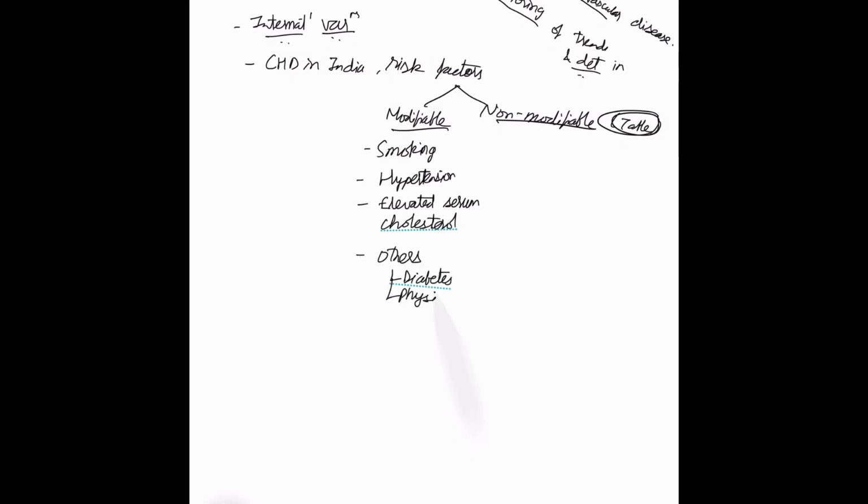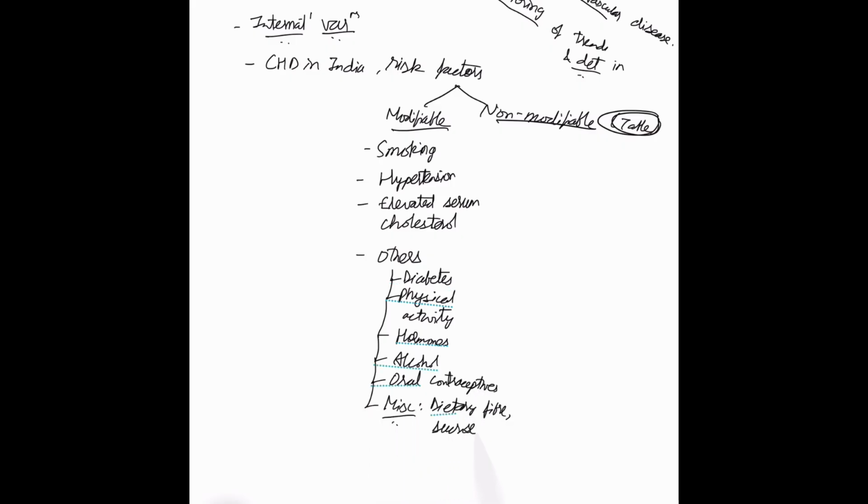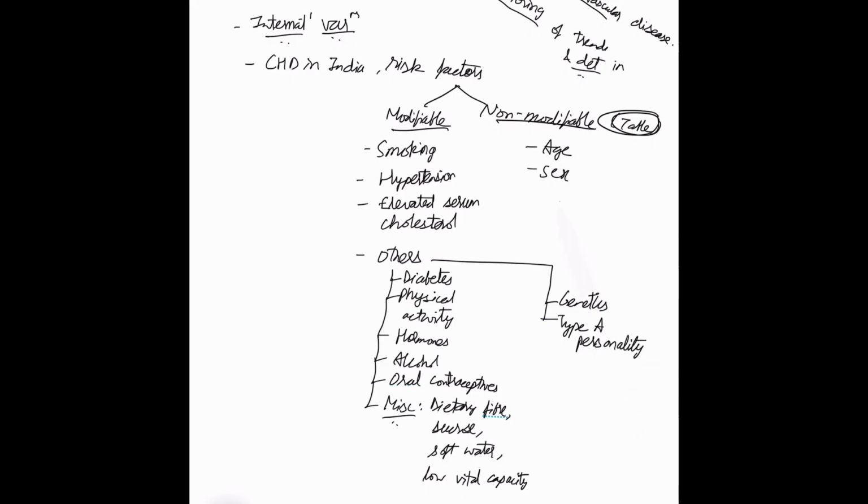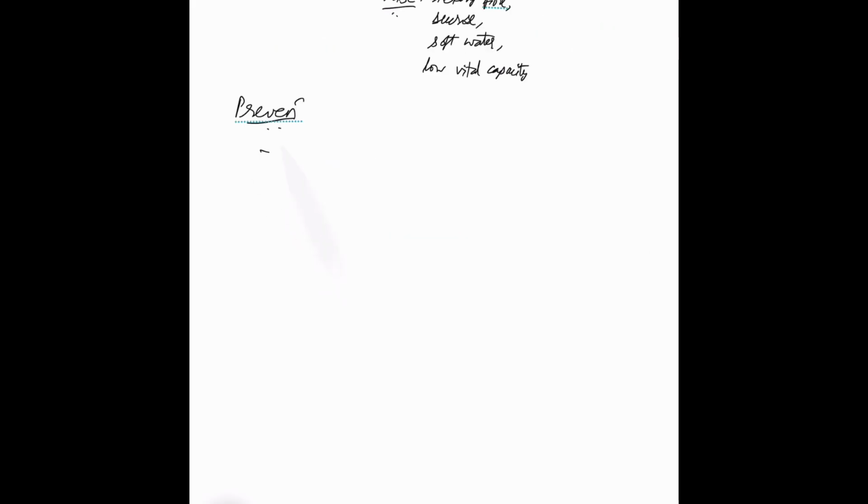The modifiable risk factors are smoking, hypertension, elevated serum cholesterol, and other risk factors like diabetes, physical activity, hormones, alcohol, OCPs, and other miscellaneous factors like dietary fiber intake, sucrose intake, soft water, and low vital capacity. Non-modifiable risk factors are genetics, type A personality, age, sex, and family history.